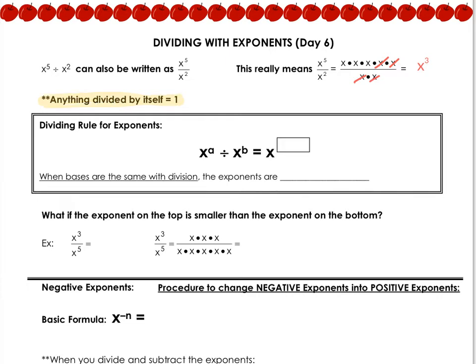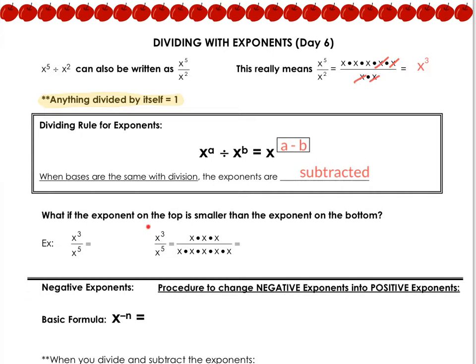So we have a dividing rule for exponents. Rather than having to expand it out every single time, we can remember this rule, and that's that if we have x to the a power divided by x to the b power, it's going to always equal x to the a minus b power. So when bases are the same, with division, the exponents are subtracted.